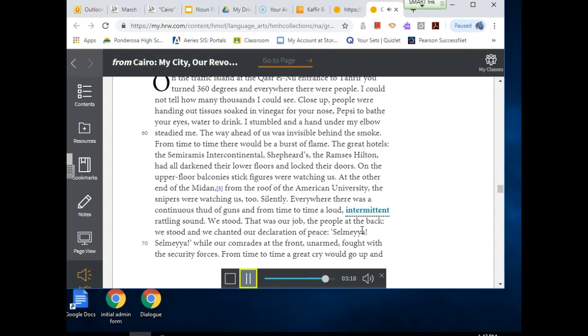We stood. That was our job. The people at the back. We stood and we chanted our declaration of peace. Selmiya! Selmiya! While our comrades at the front, unarmed, fought with the security forces. From time to time, a great cry would go up, and we would surge forward. Our friends had won us another couple of meters, and we followed them and held our ground.